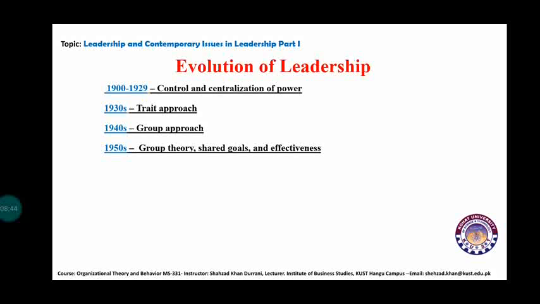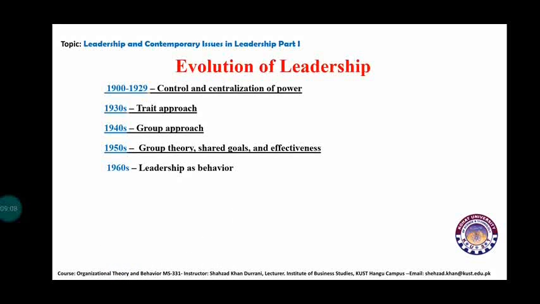For example, the leader will define the goals, the leader will clarify the paths, the leader will try to remove obstacles, right? And the leader will also provide support to their followers, right? So this was more of a broad perspective that came in the 1950s.